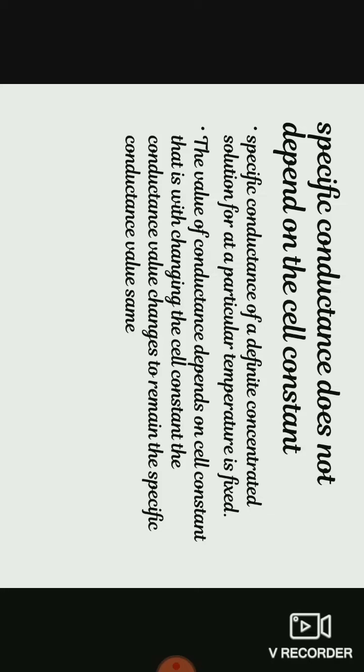Now kappa times R gives the cell constant relation. Kappa is independent of R, and kappa is also independent of l and A, meaning which cell is being used is also irrelevant. So kappa is independent of cell constant. Hope you can understand this. So that's all for today. Thank you.